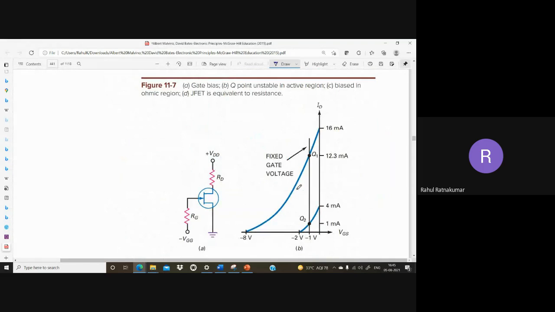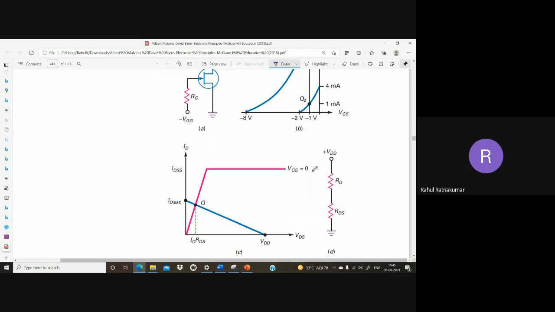So you can see the biasing. Here also the biasing will apply. Based on this biasing, we can see different values of IDSS, different curves are coming, right? This is also a biasing point of view you can discuss, but this is beyond the topic. We don't need to discuss so much of this.